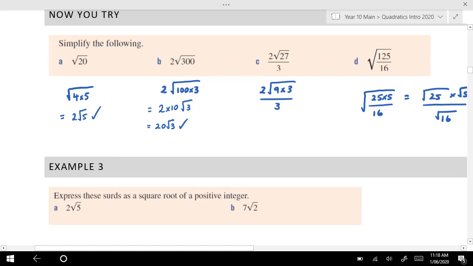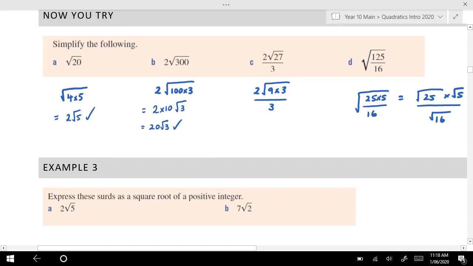Now over here, the square root of 27. 27 is 9 times 3. Square root of 9 is 3 though, so I'm going to have 2 times 3 outside of root 3, and then I've got a 3 on the bottom. Now we're multiplying everything, so these 3's are going to cancel, so what we're left with is just 2 root 3.